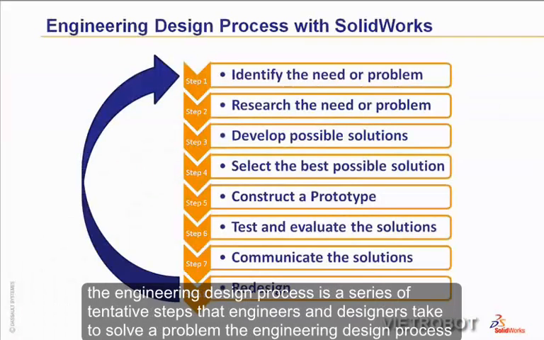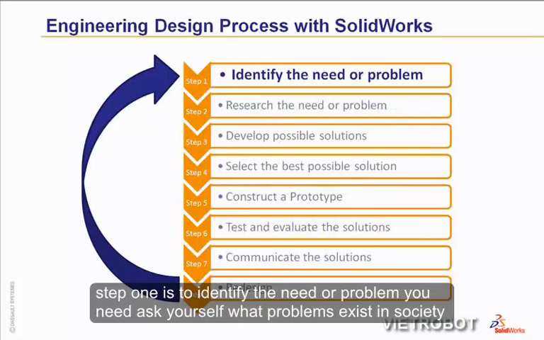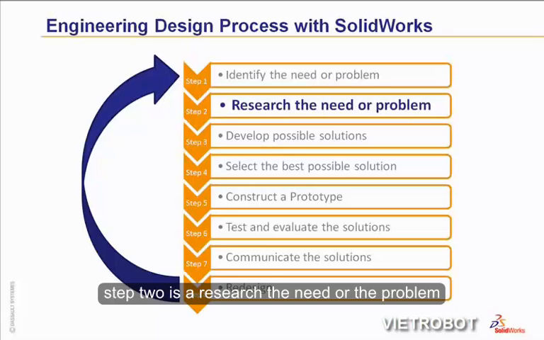The engineering design process is a series of iterative steps that engineers and designers take to solve a problem. The engineering design process consists of 8 steps, each addressing different questions regarding the overall design. Step 1 is to identify the need or the problem. You need to ask yourself what problems exist in society that can be solved with engineering and what processes can be improved through engineering. Step 2 is to research the need or the problem.